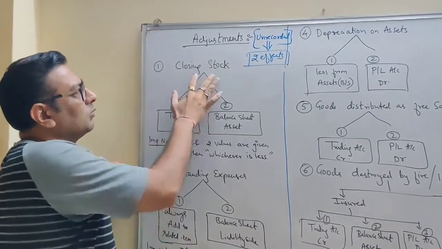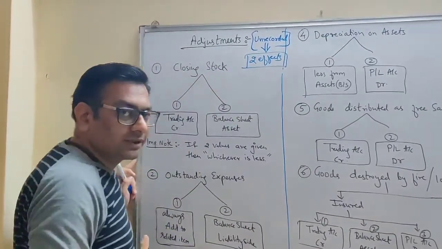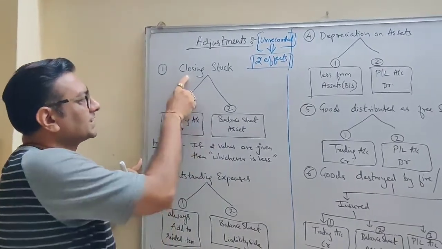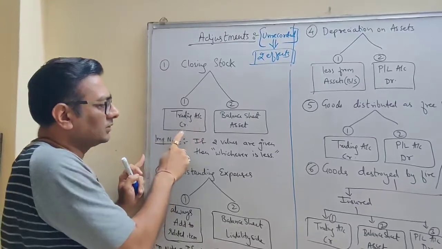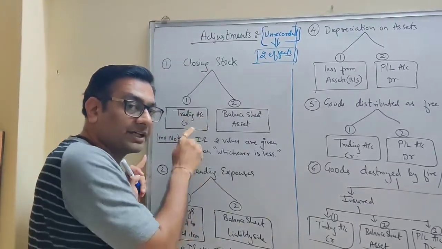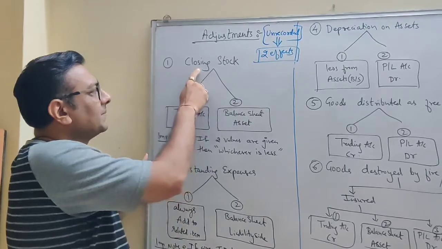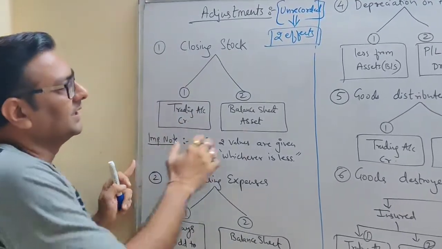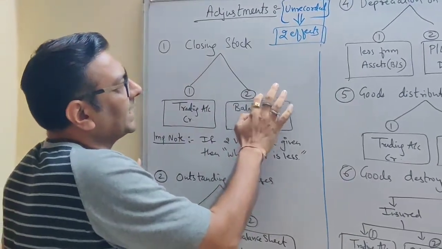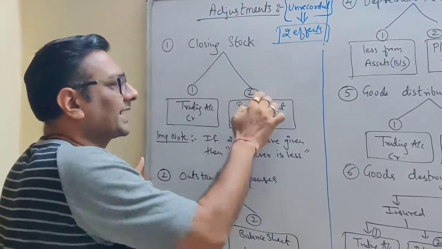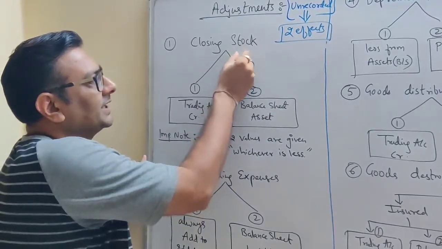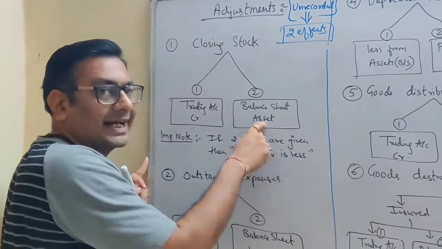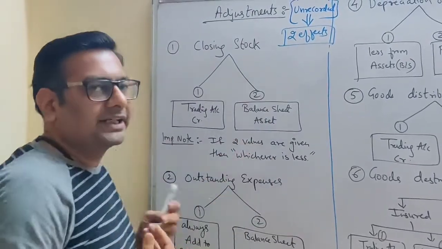Now closing stock. What will be the two effects of closing stock, students? This we have also studied in the previous video. That closing stock is recorded on the trading account credit side. When we did the trading account video, I explained to you that closing stock is always recorded on the trading account credit side. And the second effect, as I said, adjustment has two effects. So you have to give the second effect. Whatever stock is left at the end of the year, that is called closing stock, and you have to write it as your asset. Whatever stock is left, it is our asset.